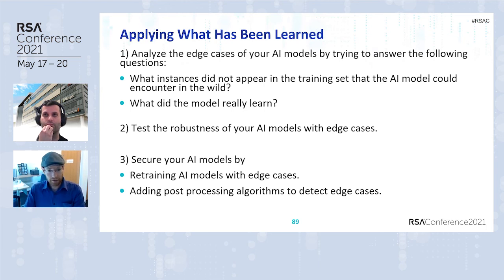Some lessons we can learn from this are, 1, we should analyze the edge cases of an AI model by trying to answer the following questions. What did not appear in the training set that the AI model could encounter in the wild? And what did the model really learn? 2, we should test the robustness of our AI models by providing edge cases. And 3, we should secure our AI models by retraining the model with edge cases, and we should make sure we add features or perspectives that distinguish between good and bad cases.